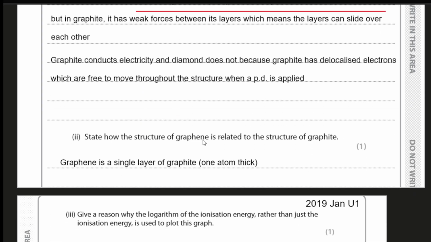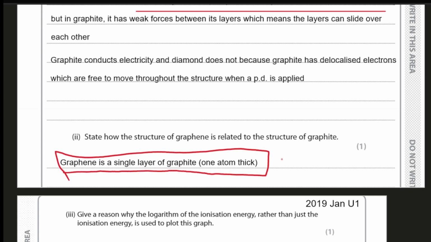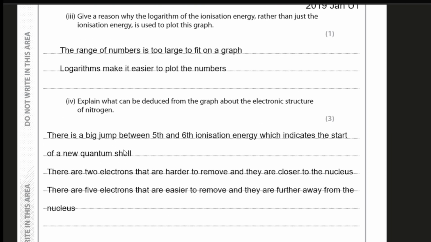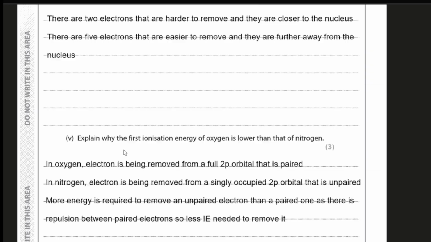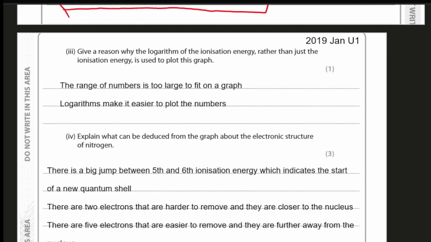Moving on, state how the structure of graphene is related to the structure of graphite. Graphene is a single layer of graphite. This is how it is related to graphite. Graphite is a layered structure, and graphene is also a layered structure, but it's just one layer basically.